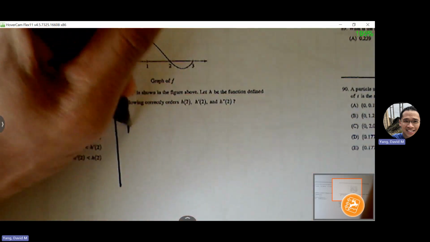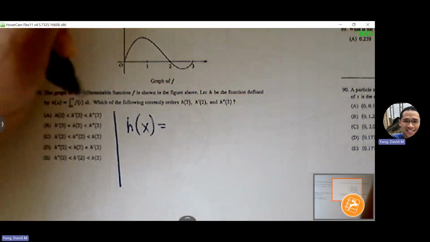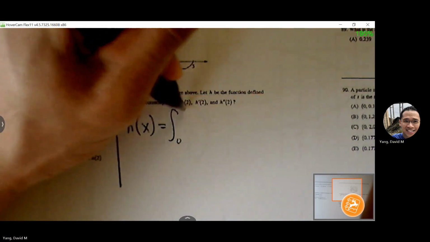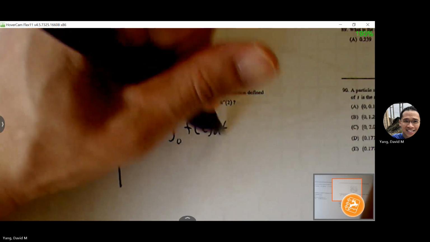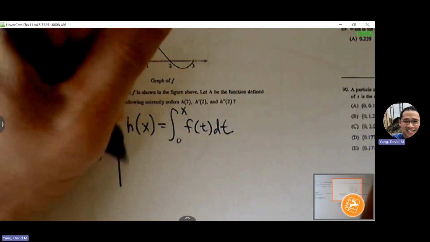So let me write out all the relationships here. We know h of x is just the integral. h prime is the derivative of this.